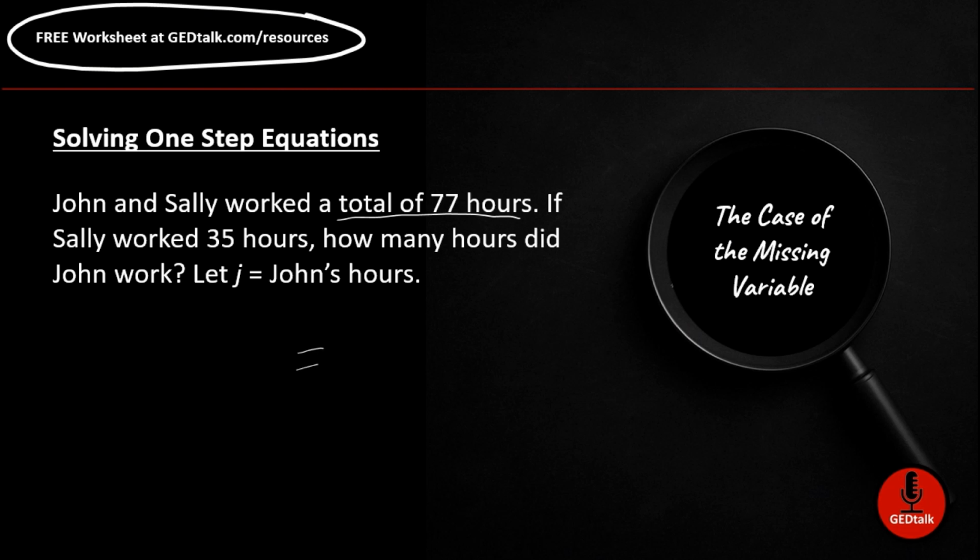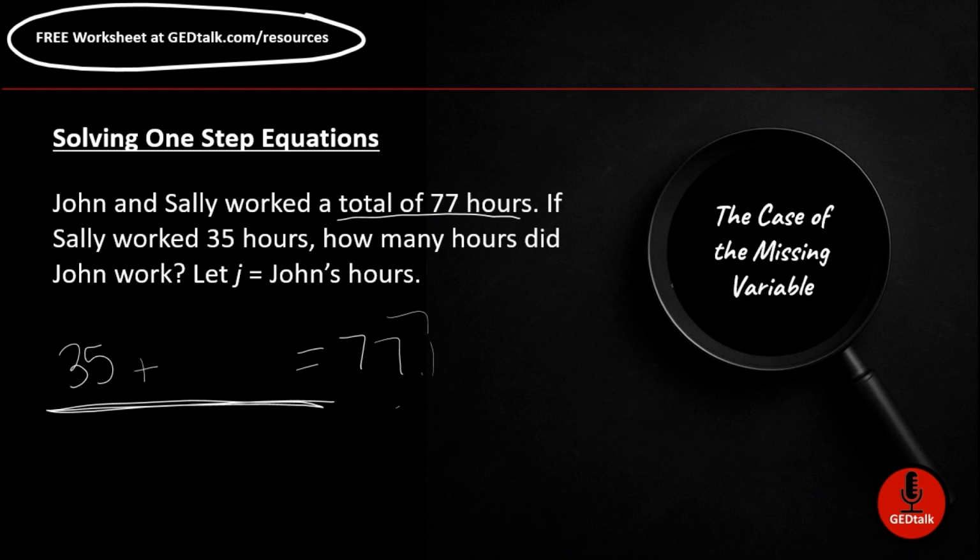And I'm actually going to put down the equal sign and put the 77 on this side of the equal sign. And on this side, on the left side, I'm going to put the equation. Well, it tells me that Sally worked 35 hours. And it's telling me that J will stand for John. In order for me to figure out how I got to this total, I know I need to complete a certain operation. And what operation is that?